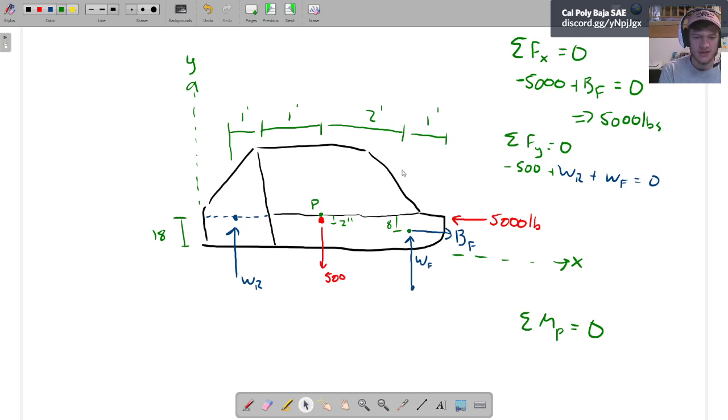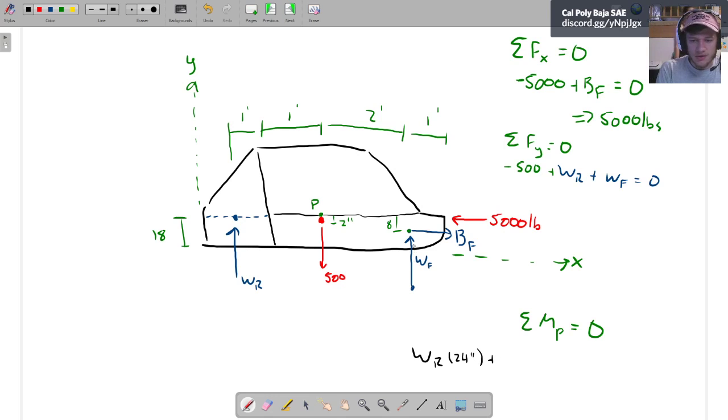Because our whole idea here is to figure out what is the load going through this member, this diagonal, attached to the overhead member of the chassis during a 10G impact load, assuming everything's rigid. So from this point, we've got one force here with some moment arm. So we've got WR times 2 feet, so times 24 inches, times 24.